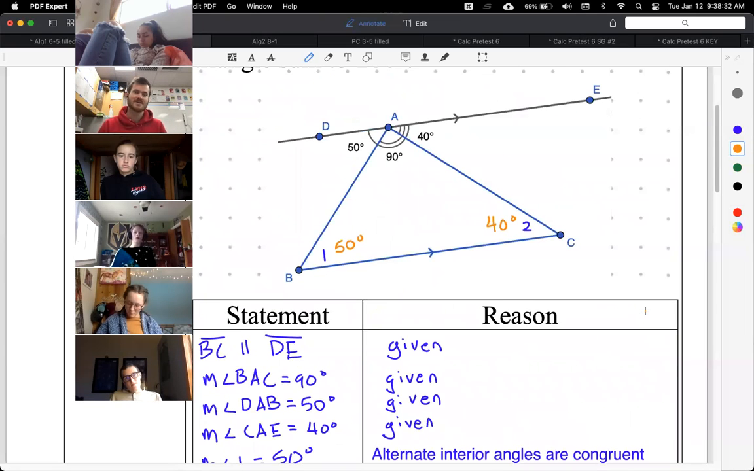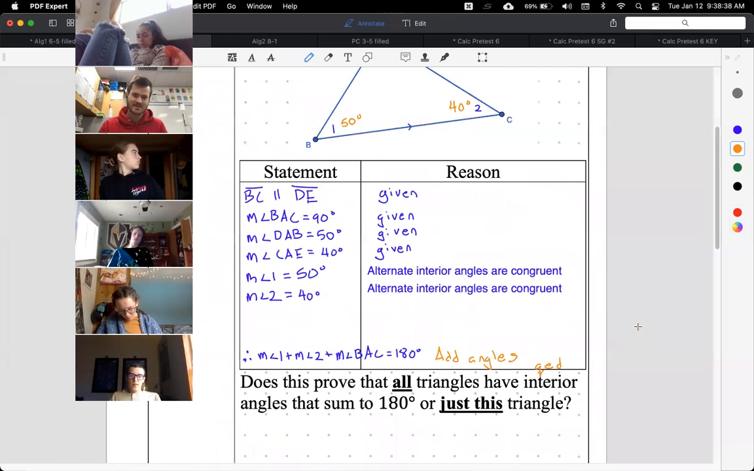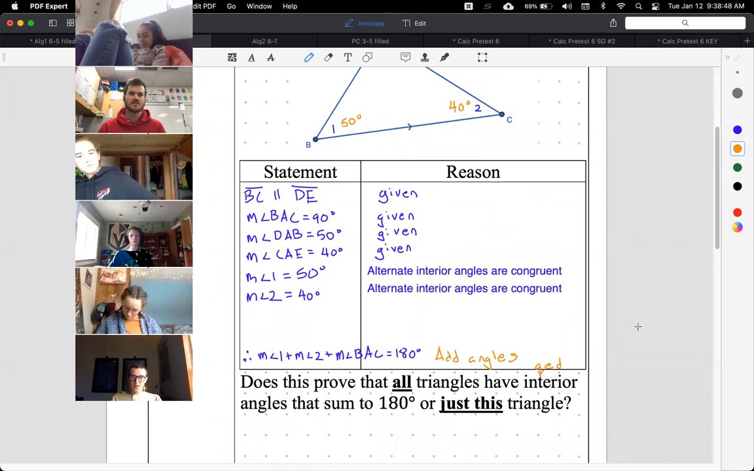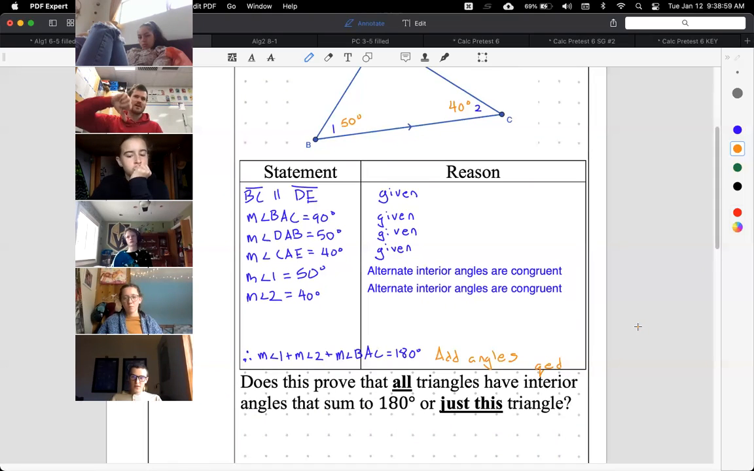All right, so there is a proof. There are many types of proofs, but this is kind of a good question to ask at the very end of the proof. Does this proof that we just did, so pat on the back, guys, good job, prove that all triangles have interior angles that sum up to 180, or just that triangle? And everyone is going to vote on this. You're going to do thumbs up: yep, we proved all triangles. You're going to do thumbs down: nope, not all triangles, just that triangle.